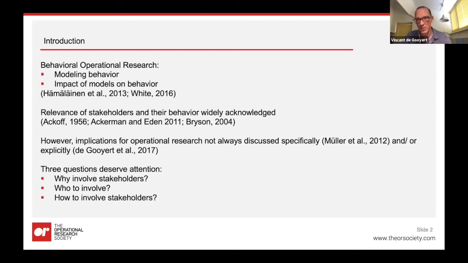So this presentation revolves around those three questions. Why should we involve stakeholders in operational research in the first place? And if we decide to involve them, who do we involve? And then thirdly, how to involve those stakeholders. And my main point here is that the answers to those three questions are related. So who should you involve? Well, it depends on why you want to involve stakeholders. And how do you involve stakeholders? Well, that depends on who you involve and why you involve them. I'm trying to argue that the answers to those three questions are related. So the answer to one of those questions will also determine the answer that you want to give to the other questions.